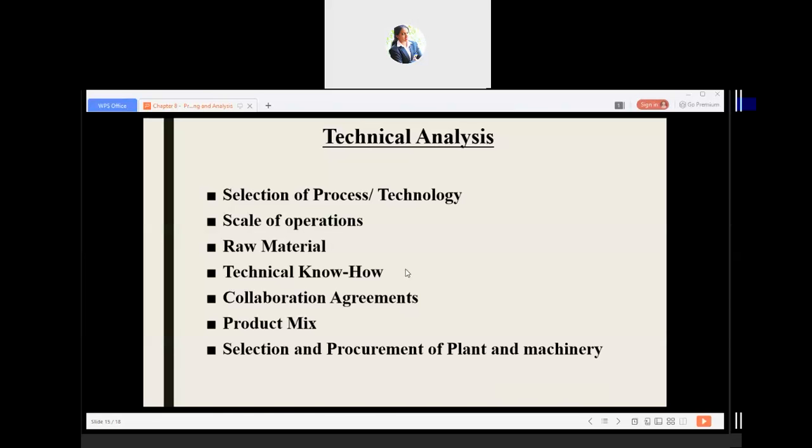The next one and the last one under this technical analysis is selection and procurement of plant and machinery. Now, speaking regarding the selection of machinery, the machinery and the equipment required for the project usually depend upon the technology that is used for the production, the technology proposed to be adopted, and the size of the technology that has to be used.